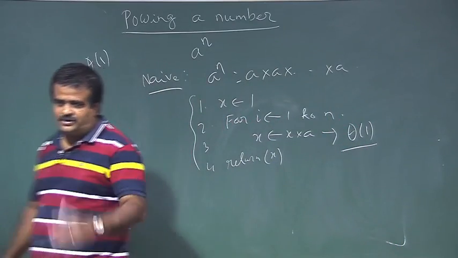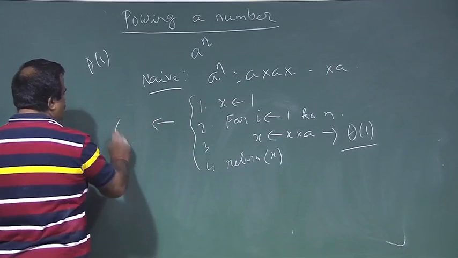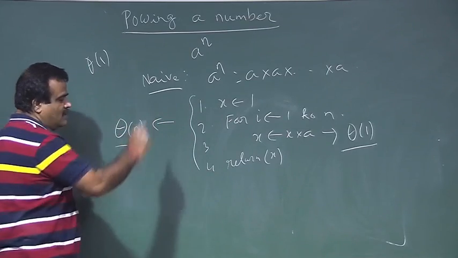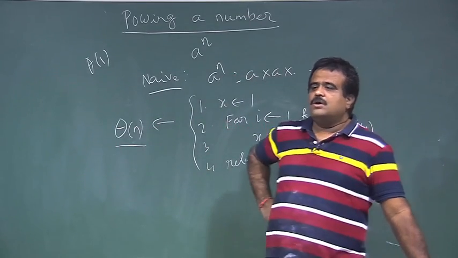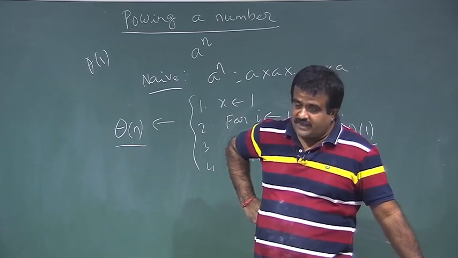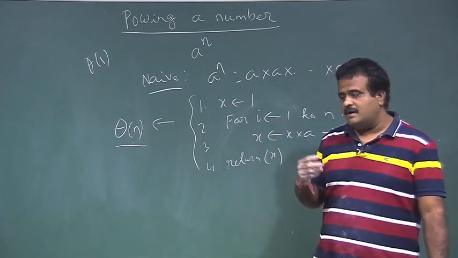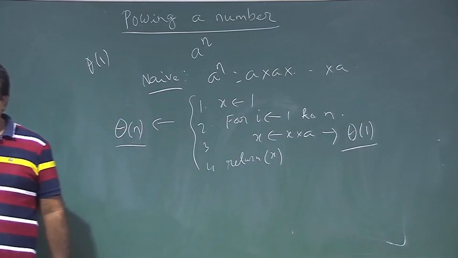So, that is the asymptotic sense. This algorithm is basically a theta of n algorithm because we have a loop of order n. Now, the question is whether we can do something better than this. Particularly, whether we can have a divide and conquer approach to solve this problem of powering a number.